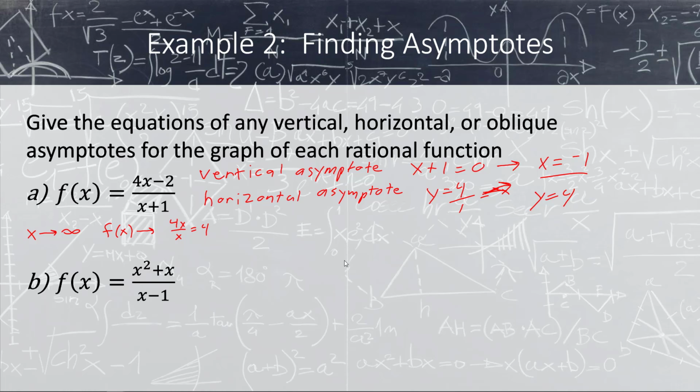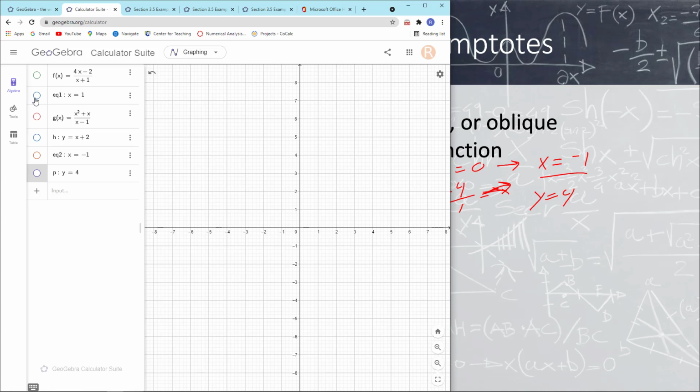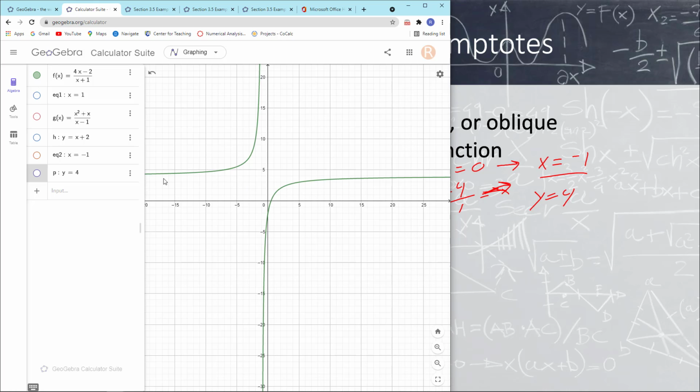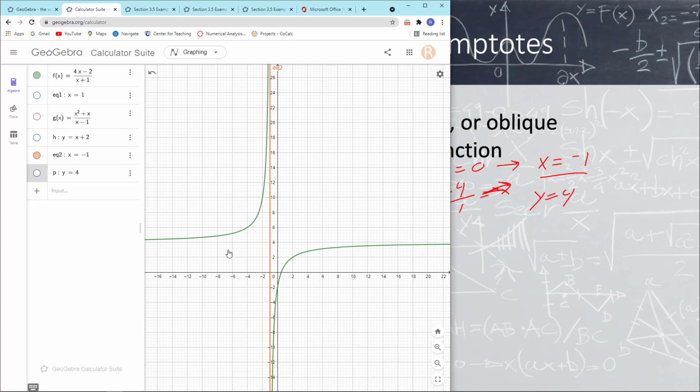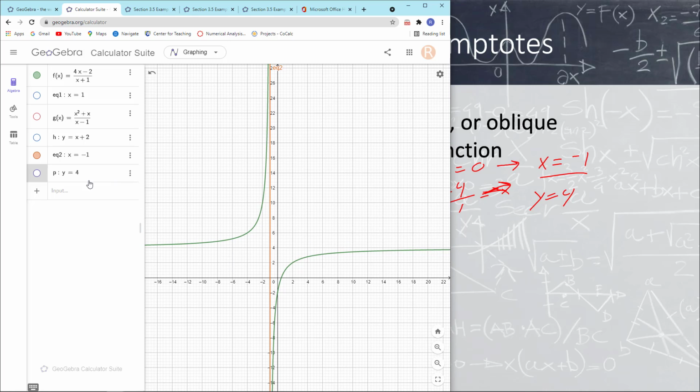Now, what does that look like in a graph? Well, here is our equation. Here is our vertical asymptote at x equals minus 1. You can sort of see it here. And then here is our horizontal asymptote at y is equal to 4. And there you go. That's pretty much what they look like. Okay, what about the next one?